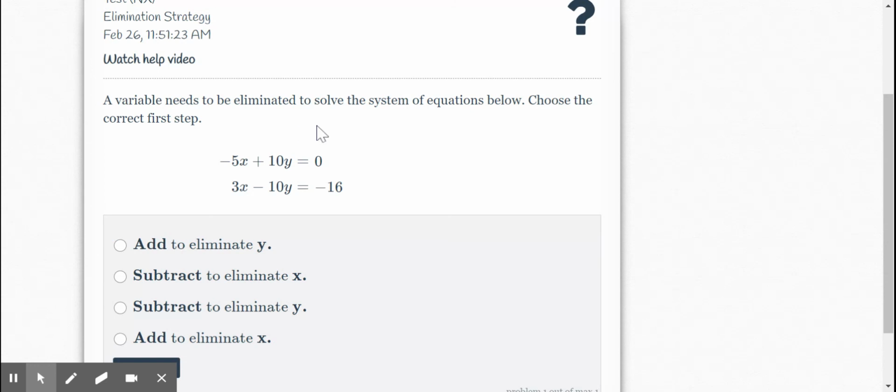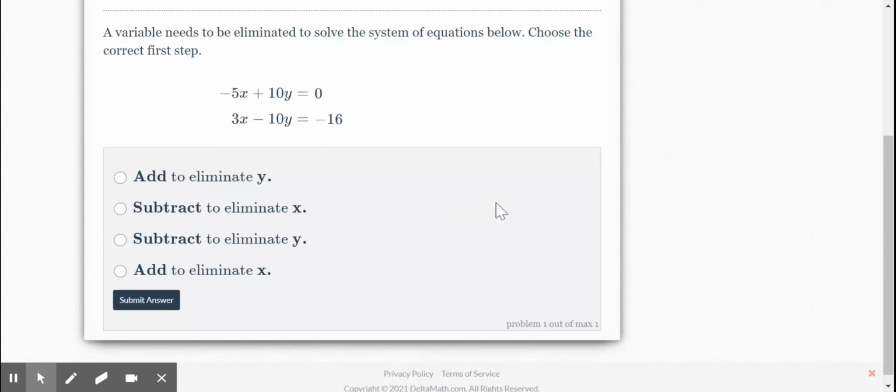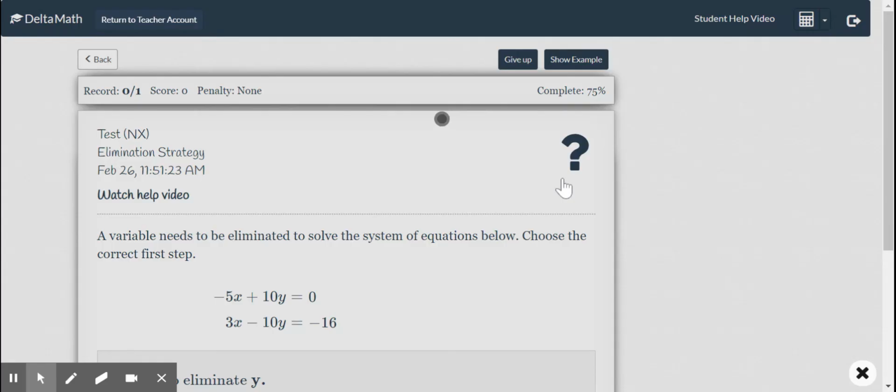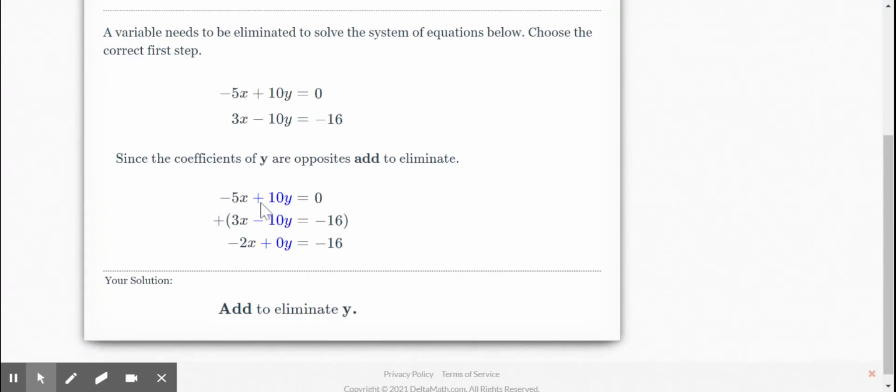Same thing, which first step are we going to take to eliminate a variable? Okay, do we have identical terms here? No. Do we have additive inverses? Yes. We have a positive 10y and a negative 10y. When we add these together, they're going to cancel out and give us 0. So our strategy in this one is we're going to be adding, because they're opposites, to eliminate y. Let's take a look at what that answer shows. When you add positive 10y and negative 10y, you get a 0y.